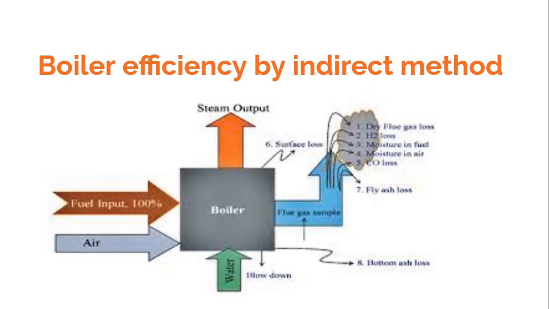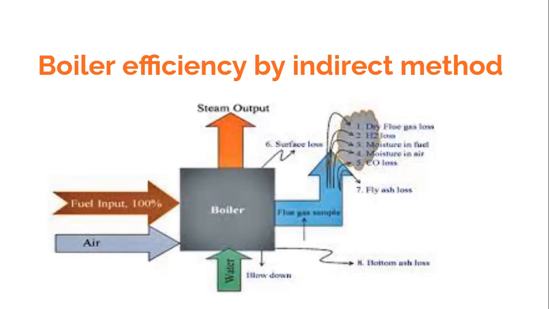Now, the major disadvantage of the direct method of getting the performance of the boiler is that it does not tell you where the losses are happening. If it does not tell you where the losses are happening, we won't be in a position to intervene and reduce those losses. In other words, we won't be in a position to improve the boiler efficiency significantly if we don't know the sources of the losses.